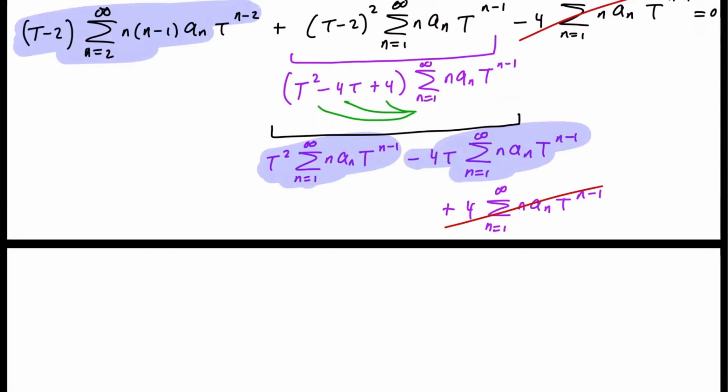All right, so let's go ahead and write that out. So first sum, we have t times the infinite sum, starting from 1 to infinity of n times n minus 1, a sub n, t to the power of n minus 2.